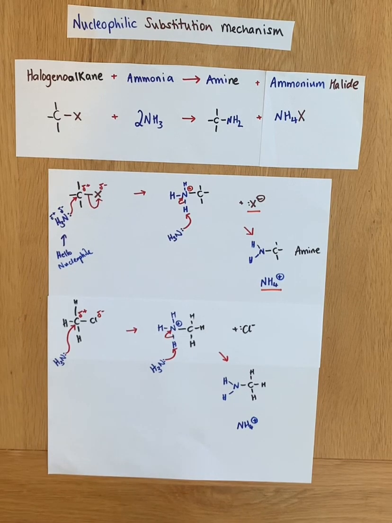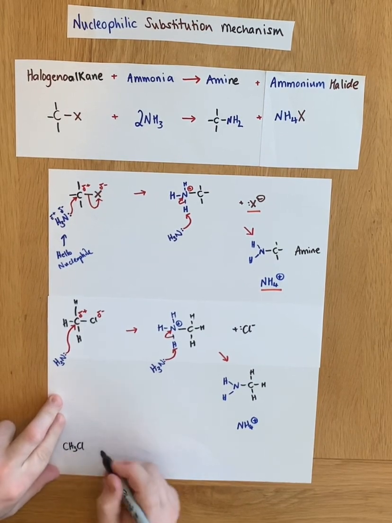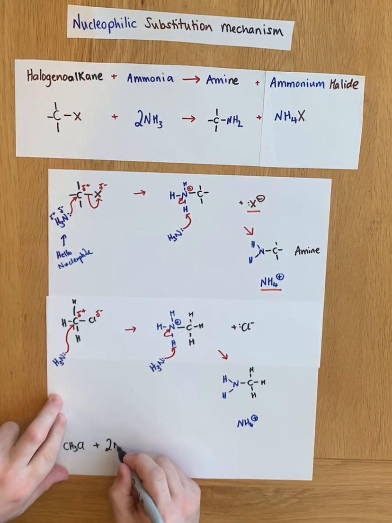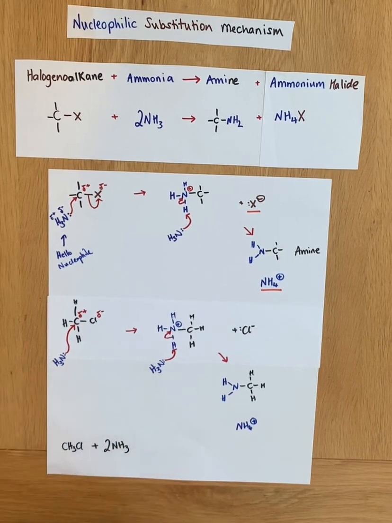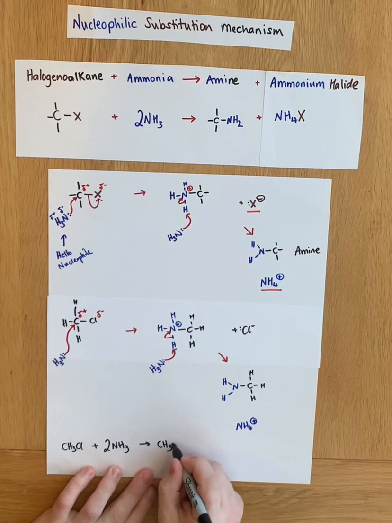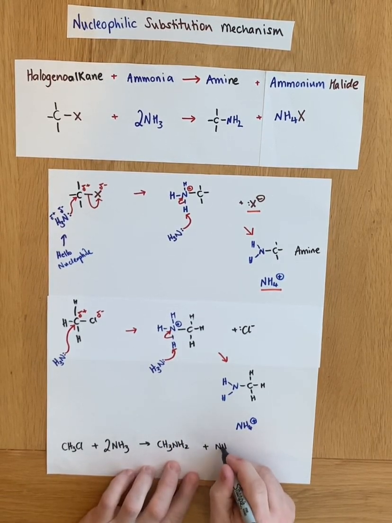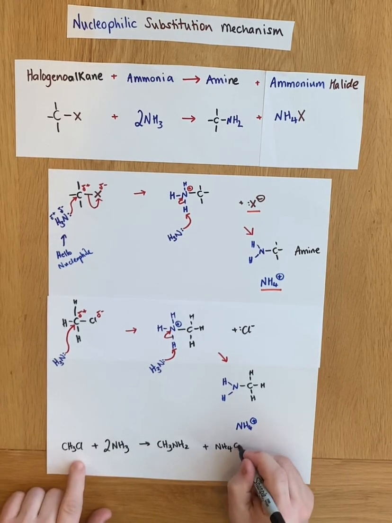We therefore have taken chloromethane and reacted it with 2 ammonia molecules, to produce our amine and our ammonium chloride.